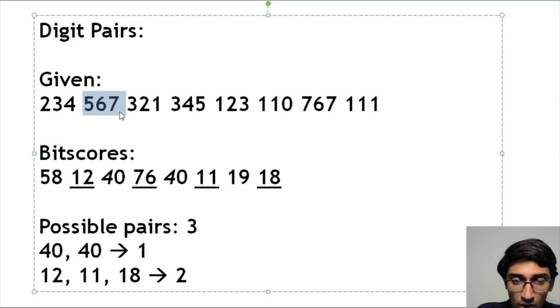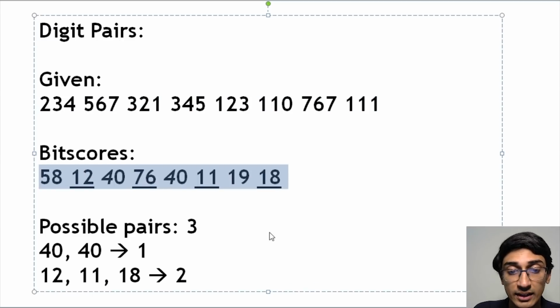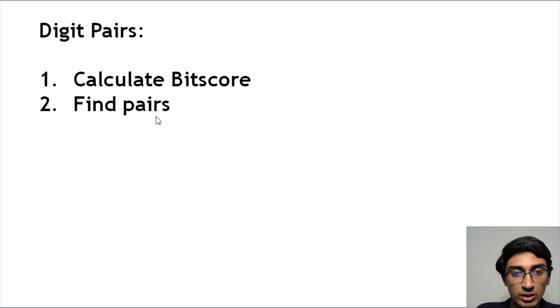The pairs are not happening on the original array. The pairs are happening on the bit scores array. How these bit scores are calculated, I will tell you, but assume the bit scores are calculated. If the bit scores are calculated, this is how the pairing happens, okay? So this is the question, and the question is a little bit bigger than this. What the question says is, first calculate the bit scores and then find the pairs. We have already said how pairs happen.